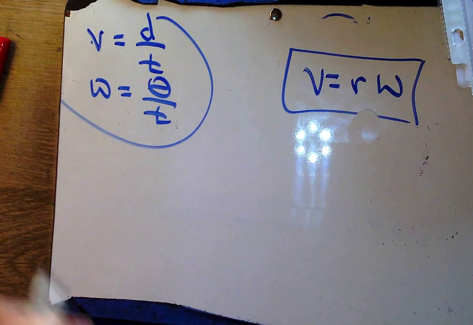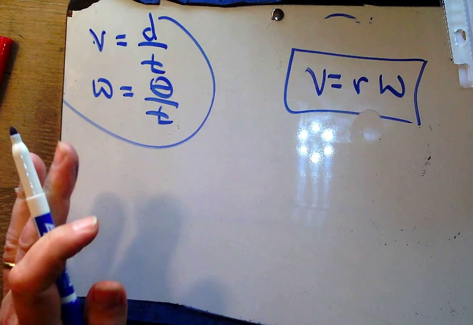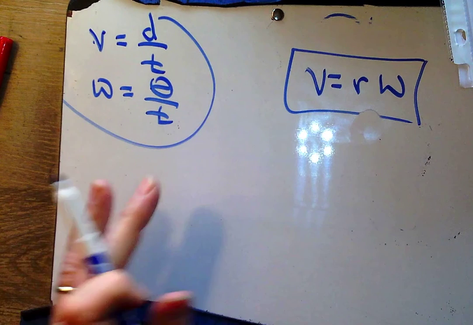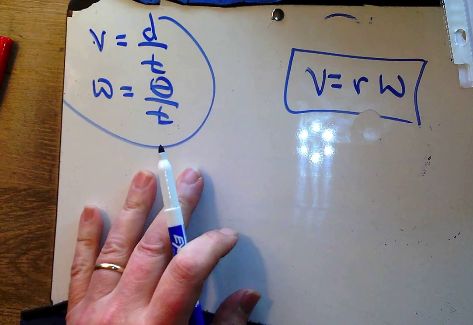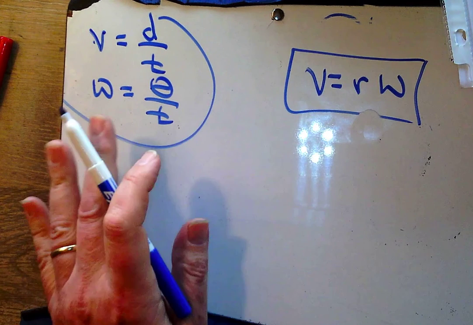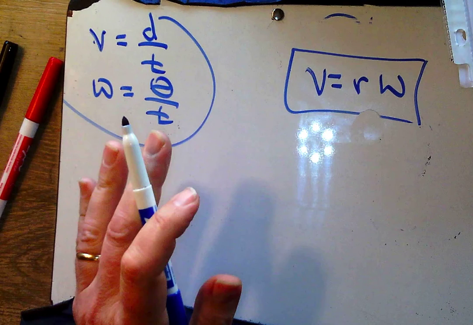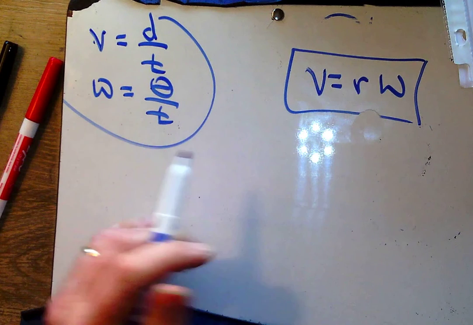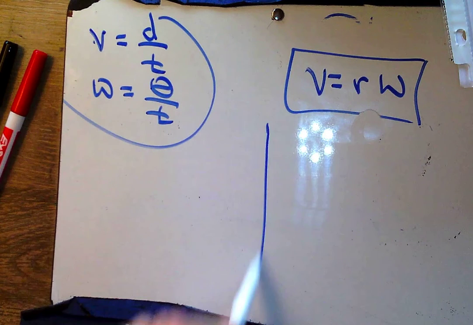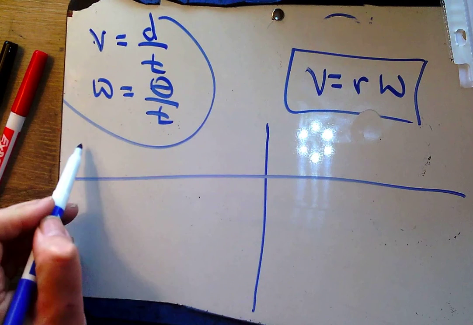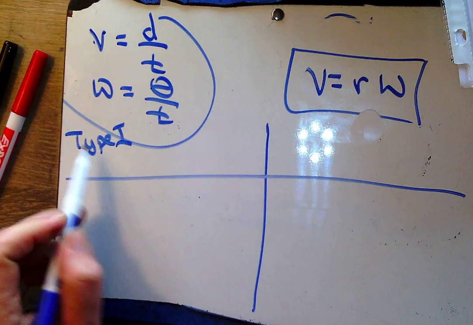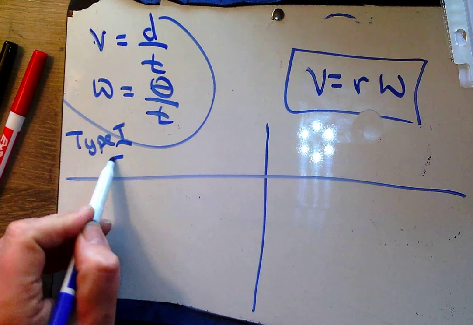All right, so when you do a linear and angular velocity problem, you almost always, like 90-something percent of the time, run into one of two situations. And we've got type 1. This one is a spinning disk.